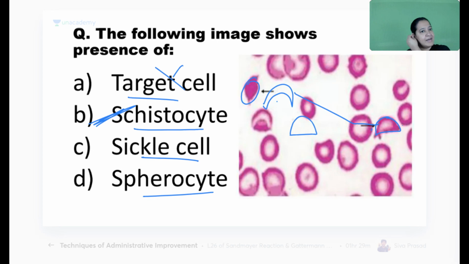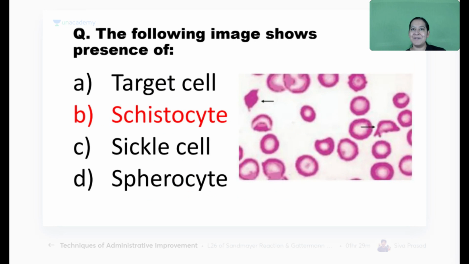It is not target cell. Target cell is this one. If this one is marked, it is a target cell. It is not a target cell marked with the arrow. It is not spherocyte also. Done. Why? What is schistocyte? Who will tell me what is schistocyte?